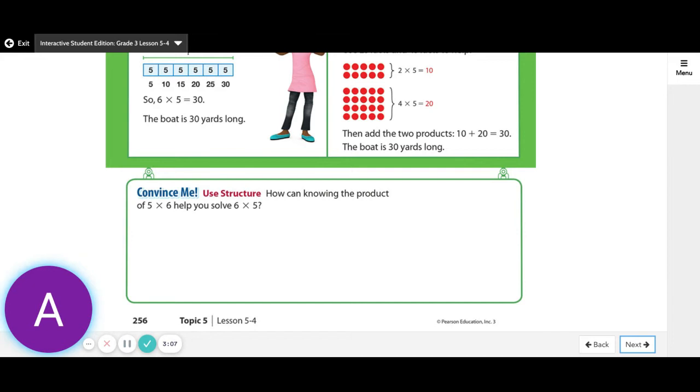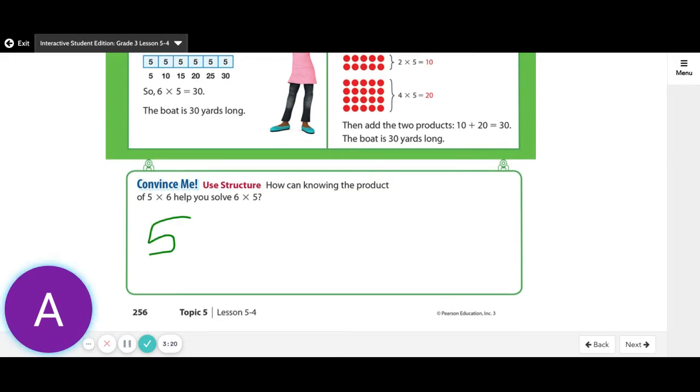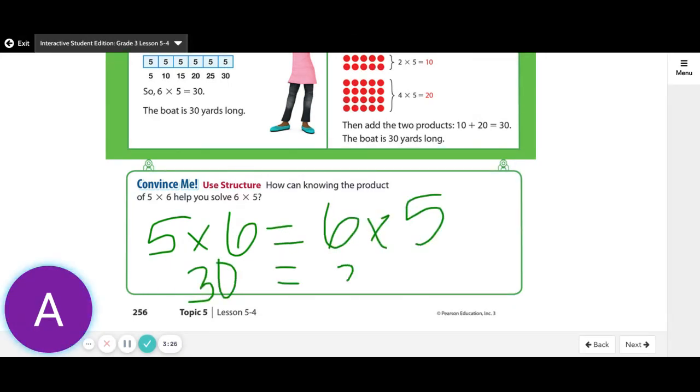How can knowing the product of 5 times 6 help you solve 6 times 5? Remember, we think about our commutative property of multiplication. It tells us that if we have 5 times 6, that will be the same as 6 times 5. So if I know 5 times 6 is 30, we know 6 times 5 will be 30. Let's turn to the next page.